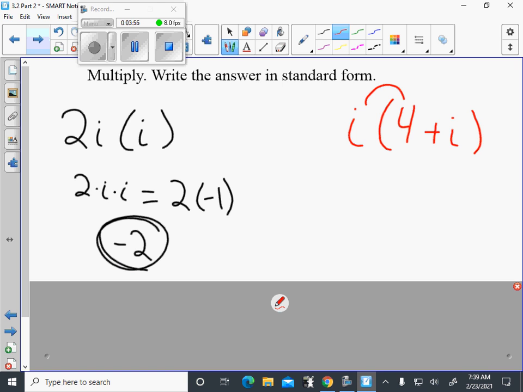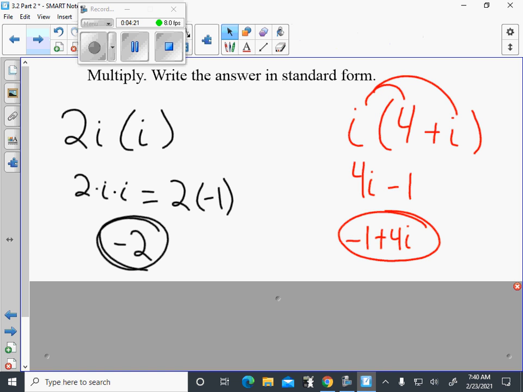This one. We have to distribute the i to both terms inside the parentheses. Right? What's i times 4? Well, that's just 4i. And what's i times i? That's negative 1. So we have 4i minus 1. Rewrite that in standard form. We have negative 1 plus 4i. That i always trails. Okay, that's standard form.